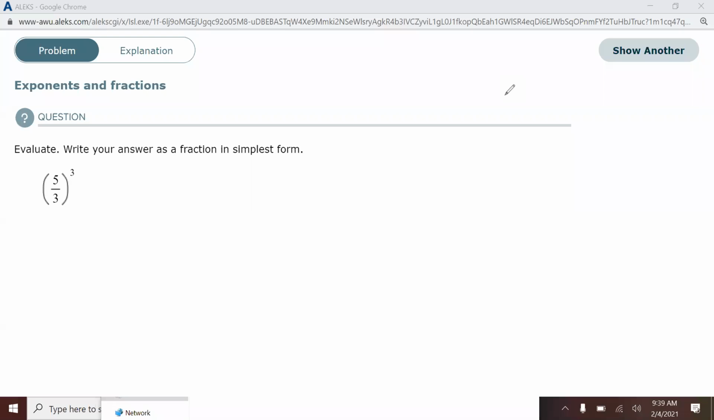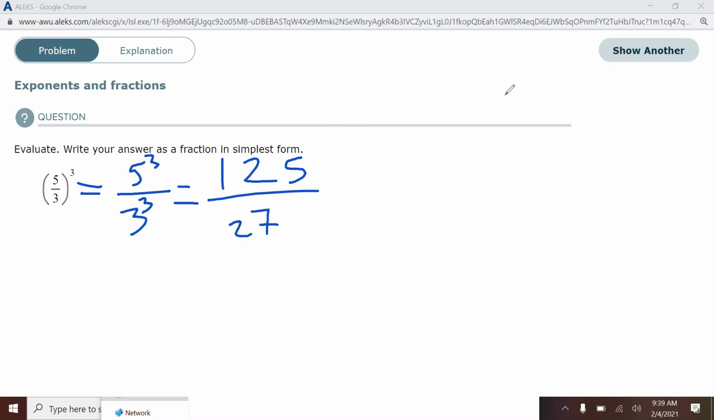Let's quickly see how to handle this. It says that everything inside the parentheses is being raised to the third power. Therefore, the 5 is being raised to the third power, and so is the 3 in the bottom. 5 times 5 times 5 is 125. And 3 times 3 times 3 is 27. And since nothing cancels, the fraction is already in simplest form. And there it is.